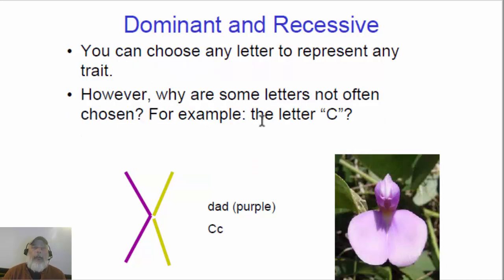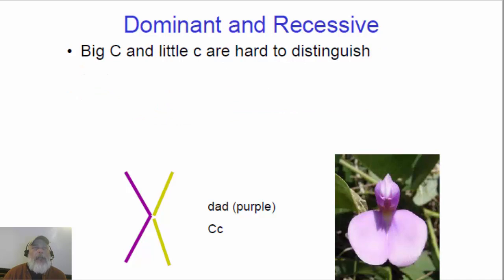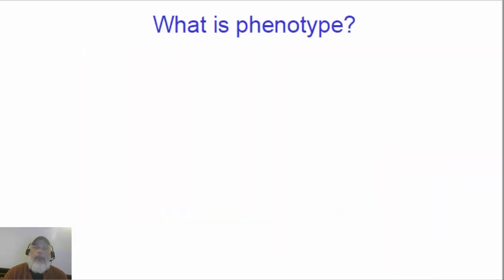And you can choose any letter to represent any trait. For example, color. You might think, well, if it's color, why don't we call it C? Why do you think C would be a bad choice to use for a letter to represent color? Well, here's dad, who's purple, and he has big C and little c. So big C means purple, little c is white, but you don't see that very often, because some letters are pretty hard to distinguish. The big capital C versus lowercase c look pretty much the same, so they're very hard to tell apart. I do not recommend doing that.